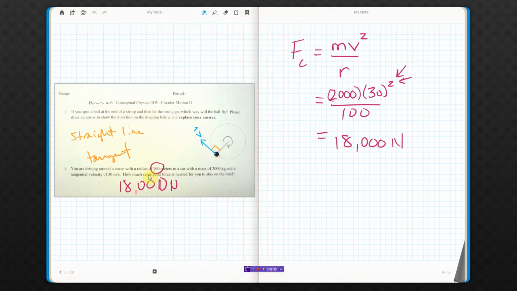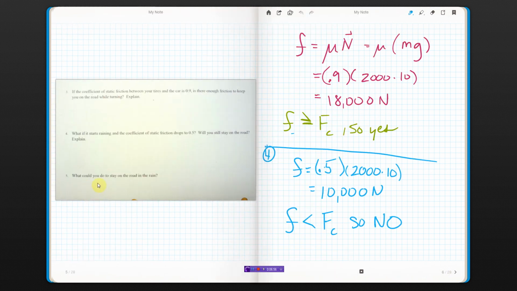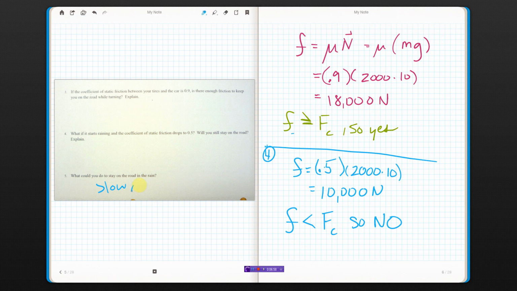If we go back to the equation, to make this number smaller, I could either make the mass smaller, again not something I can really do right now. I could make the radius of the curve bigger, again not something I have the power to do because that involves moving the road. Or I could make the velocity smaller. That's something I could do. That means just slow the heck down. Just slow down, people.